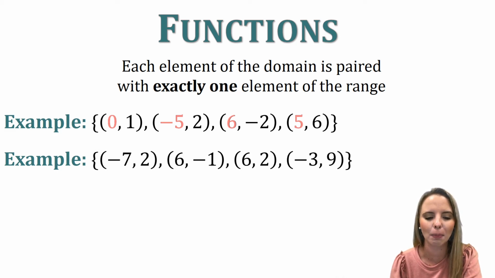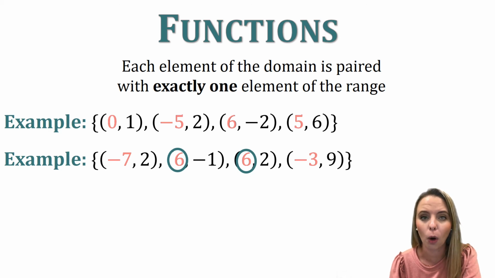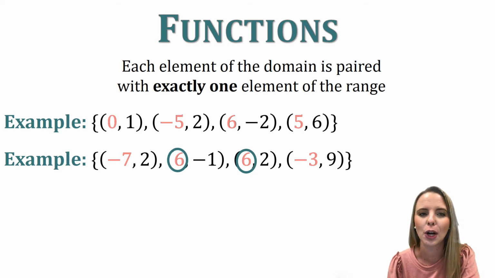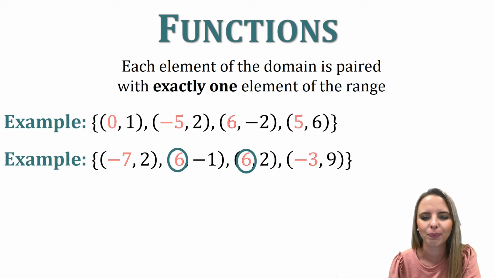Let's look at the next example. We have negative 7, 6, 6, and negative 3. 6 and 6 repeat. So this relation is only a relation. That is all it is. It doesn't meet all the other special requirements to be a function.